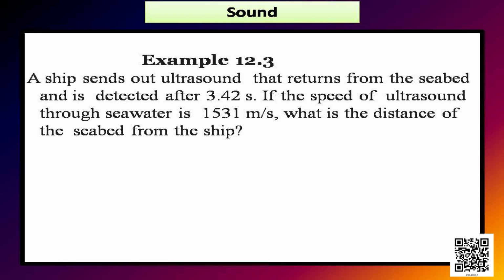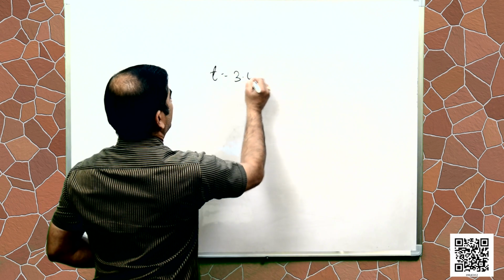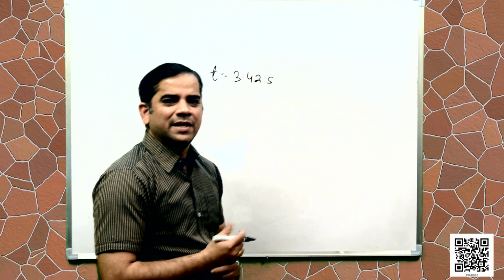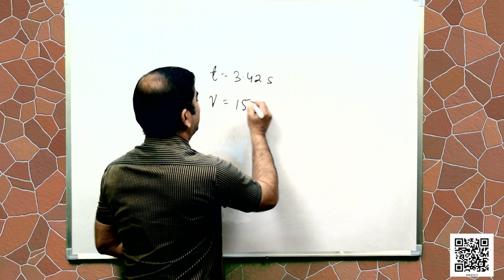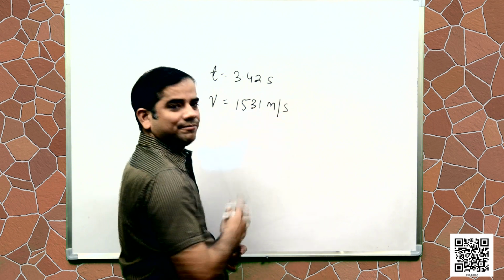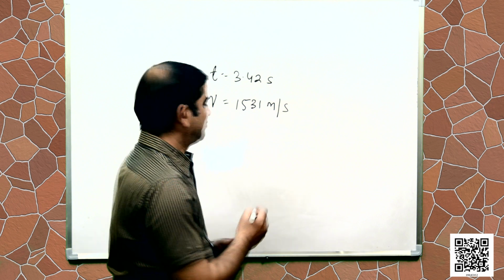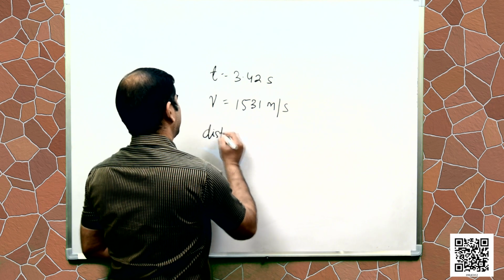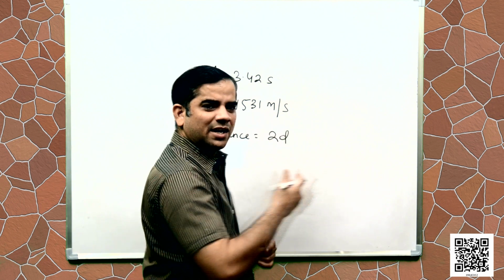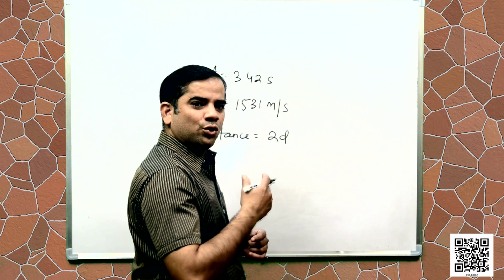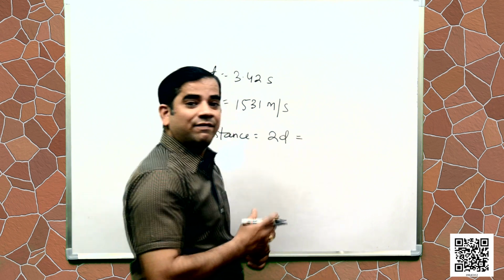Okay? Students, the time of travel, that means the time interval between transmission and detection, is given as 3.42 second. Okay? Speed is given as 1531 meter per second. Distance travelled by the ultrasound, that is equal to 2d, isn't it? It goes and comes back. Okay? So 2d is equal to v into t.